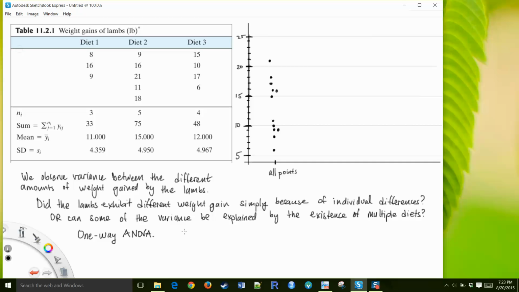So with one-way ANOVA, basically we have one numeric variable, which is our response, and we try to explain the variance in the response with a categorical variable.